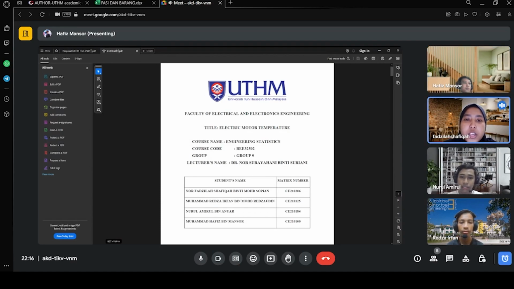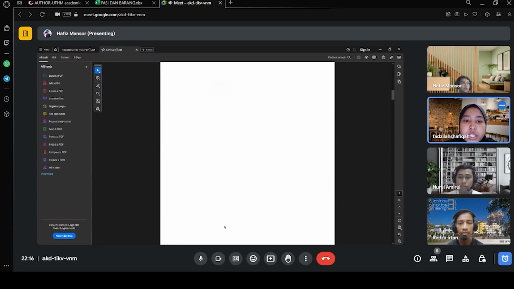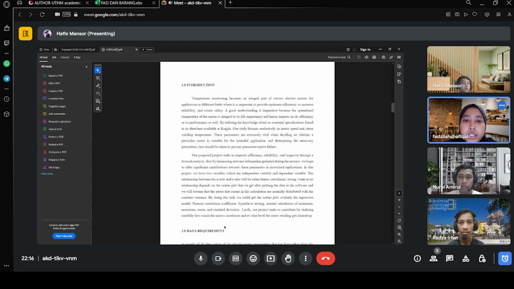So today our topic is about the electric motor temperature. For the introduction, our project's purpose is to improve efficiency, reliability, and also longevity through a focused analysis by harnessing relevant information gathered during the process. And we hope to offer significant contributions toward this parameter in motorized applications.